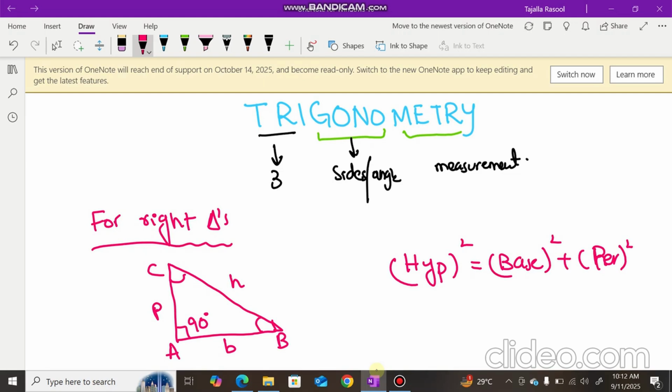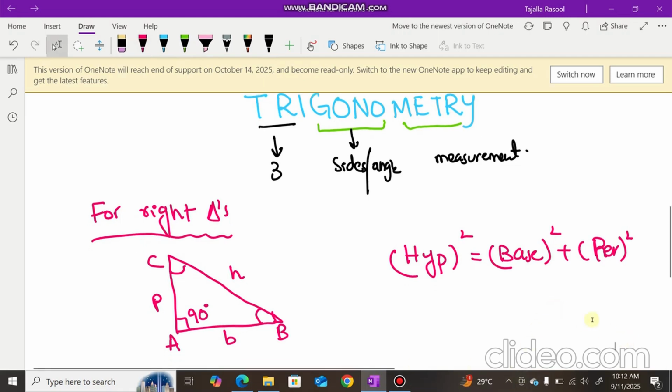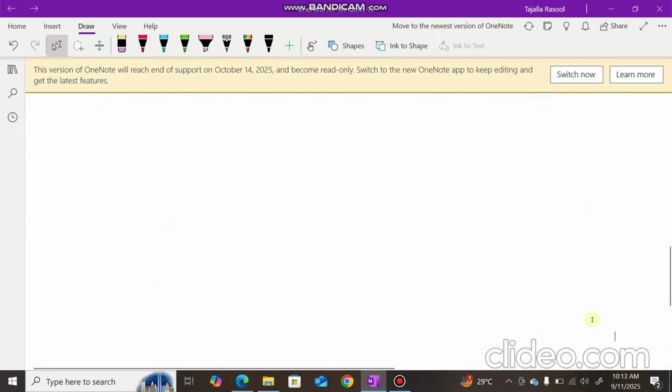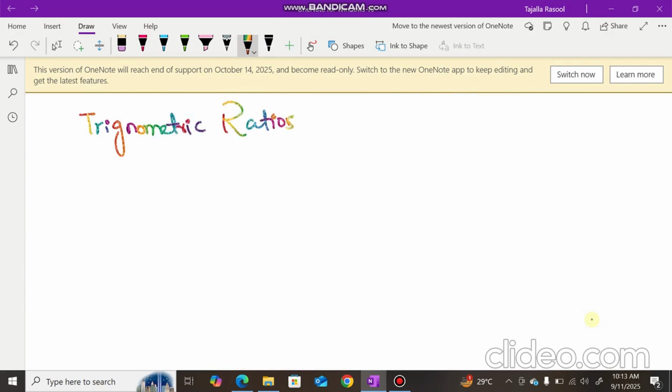Then we can talk about the trigonometric ratios. Trigonometric ratios are the relationship between angles and the ratio of sides of a right angle triangle. For example, the ratios of sides are perpendicular over hypotenuse, base over hypotenuse, and perpendicular over base.